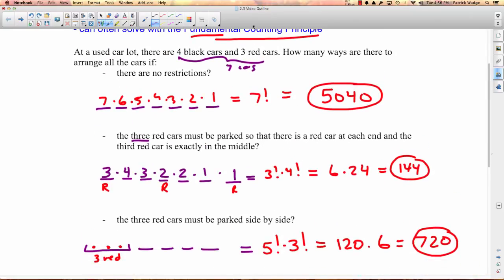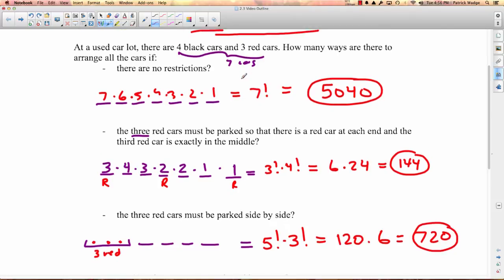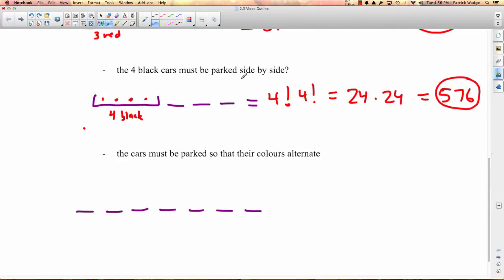So think about it for a second. We have 4 black cars, 3 red cars. What does it have to start with? It has to start with black, right? If we started with red, it would go red, black, red, black, red, black. We only have 3 reds available to us. We'd have to put a black here, and it doesn't alternate now. So it has to go black, red, black, red, black, red, black.